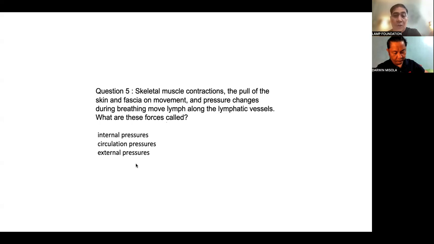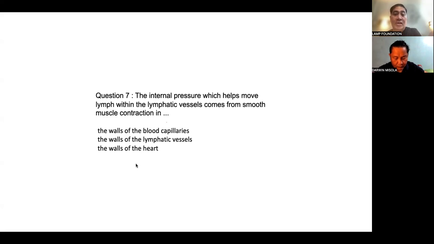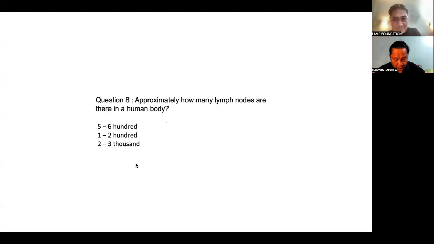Skeletal muscle contractions, the pull of the skin and fascia on movement, and pressure changes during breathing move lymph along the lymphatic vessels. What are these forces called? They are called external pressures. In the respiratory pump, lymph is moved through the lymphatic vessels as inhalation causes increase in pressure in the abdominal region and a decrease in pressure in thoracic region. Internal pressure which helps move lymph within the lymphatic vessels comes from smooth muscle contraction in? From the walls of the lymphatic vessels.